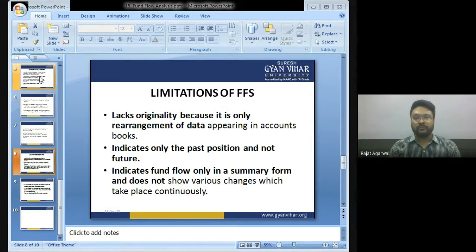It indicates fund flow only in a summary form and does not show the various changes that take place continuously.